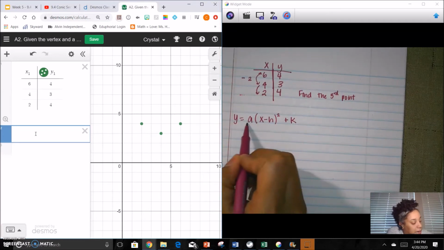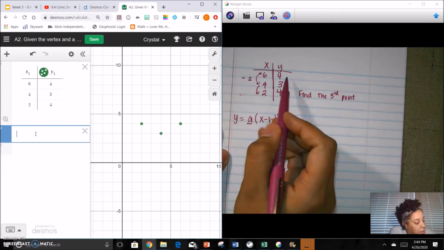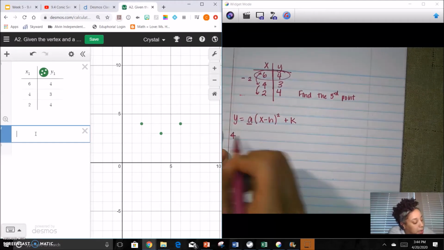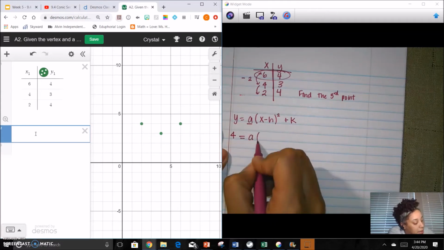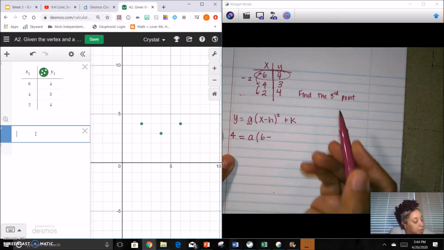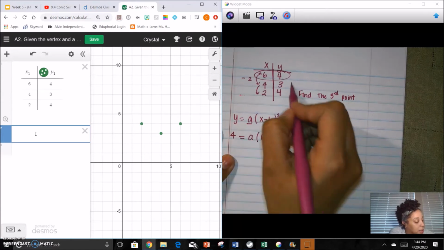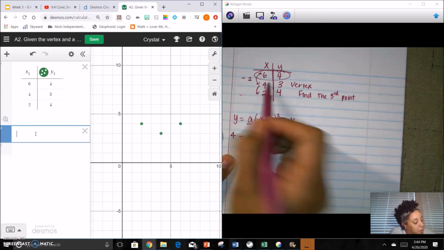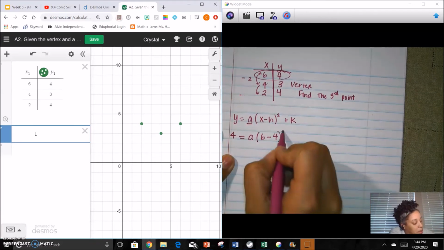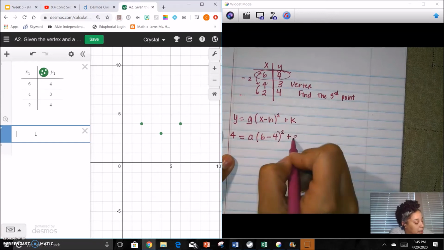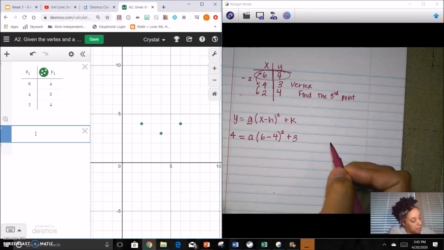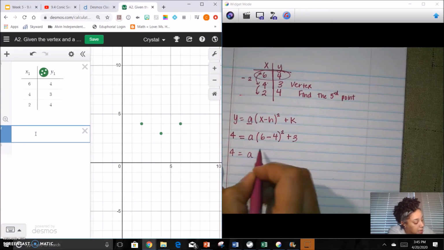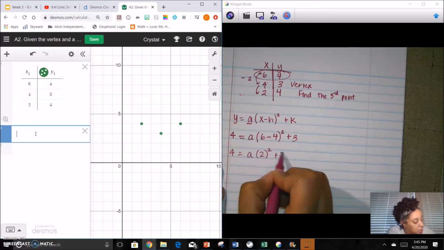So in order to find a, all you need to do is take one of the points. Let's say I take (6, 4), and I'm going to plug it in. 4 equals a times (6 minus, I know what the vertex is. It's right here because it was given to me. The middle point is my vertex.) So it's 4 plus 3. All right, so 4 equals a times (6 minus 4) squared, which is 2 squared, plus 3.